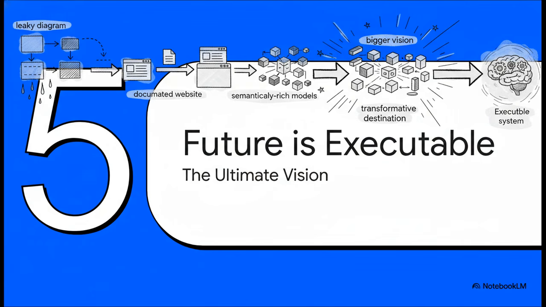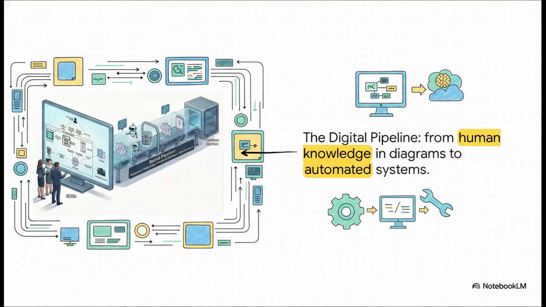Now, when you follow this continuum, starting from those leaky diagrams, moving to documented websites, and then to these semantically rich models, it leads us to a place that is truly mind-blowing. This isn't just about making better documentation anymore. The ultimate vision is so much bigger. The end of the line, the final destination on this continuum, is a digital pipeline. We're talking about a world where the diagrams we create don't just describe the system, they become the direct input for an automated process that generates code, sets up infrastructure, and actually builds the running system. The diagram becomes the single source of truth.